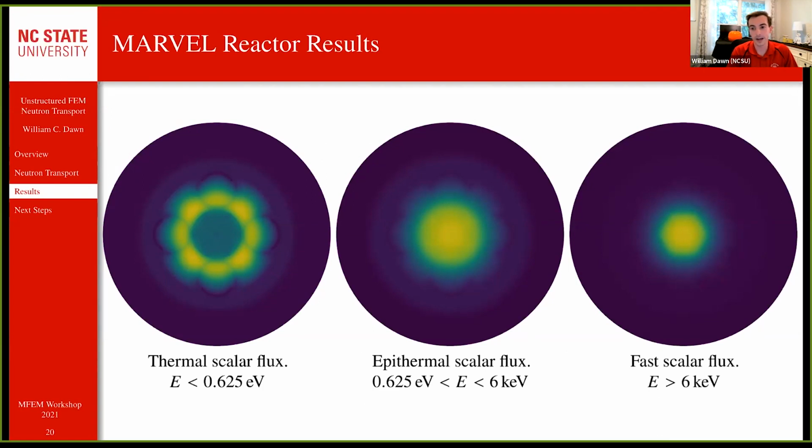So neutrons are born at high energy in the fuel. They spread out a little bit and slow down and thermalize. And then they thermalize farther. There's a lot of scattering material here, and they basically die here and they don't go much farther.